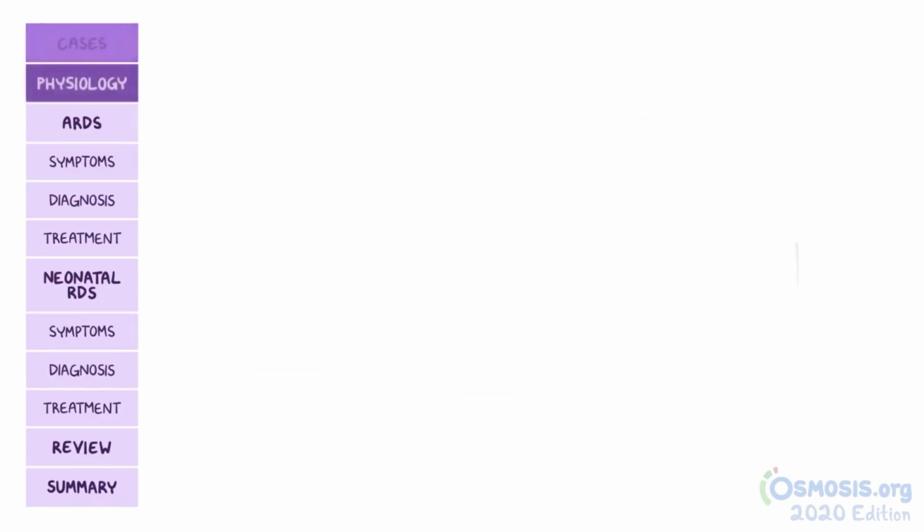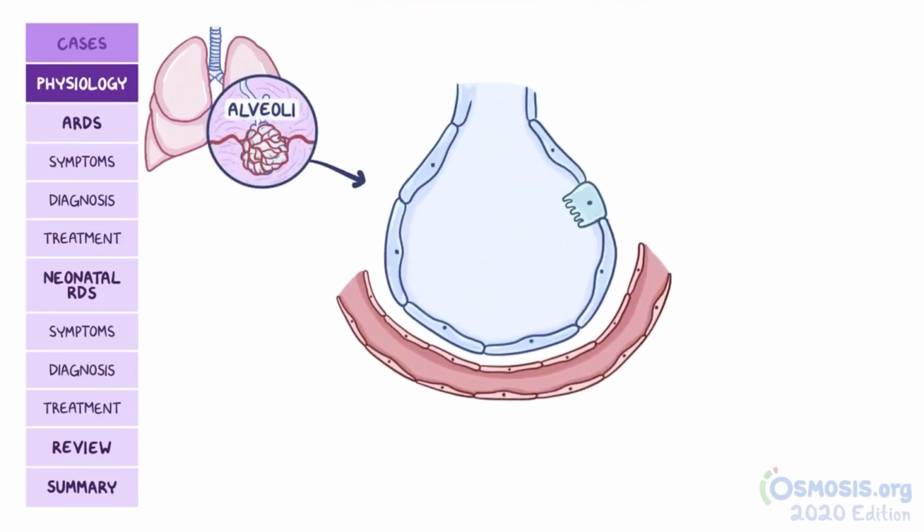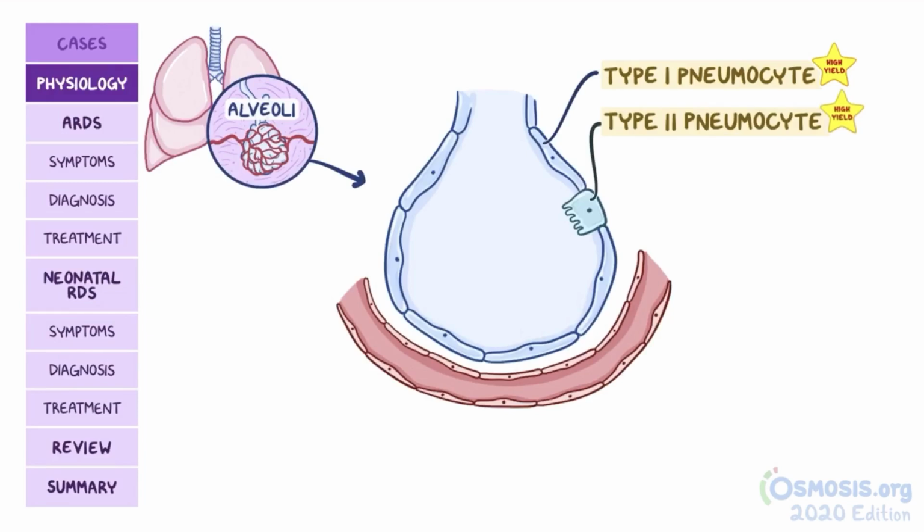But first, a bit of physiology. Normally, when you breathe in, the air reaches the alveoli, which are made up of two types of pneumocytes. First, type 1 pneumocytes are thin and have a large surface area that can facilitate gas exchange. More important for the exams are the type 2 pneumocytes, which are smaller, thicker, and have the ability to proliferate in response to lung injury.